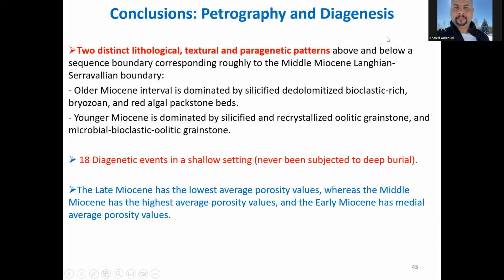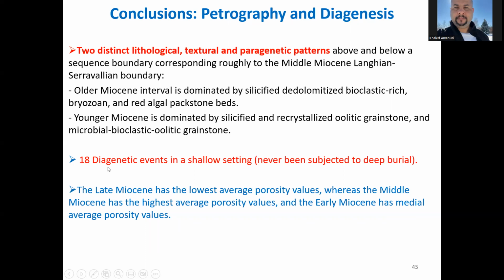The conclusion of petrography and diagenesis: we have two distinct lithologies. The lithological, textural, and paragenetic events above and below the sequence boundary correspond roughly to the middle Miocene, Langhian-Serravallian boundary. Okay, what's that distinction? The older Miocene interval is dominated by silicified, dedolomitized, bioclastic-rich bryozoan, red algae, packstone beds. So it has silicification and dedolomitization. The younger Miocene sequence is dominated by silicified and recrystallized oolitic grainstone, microbial, bioclastic, oolitic grainstone. So the older one is silicified and dedolomitized, and the younger one is silicified and recrystallized.